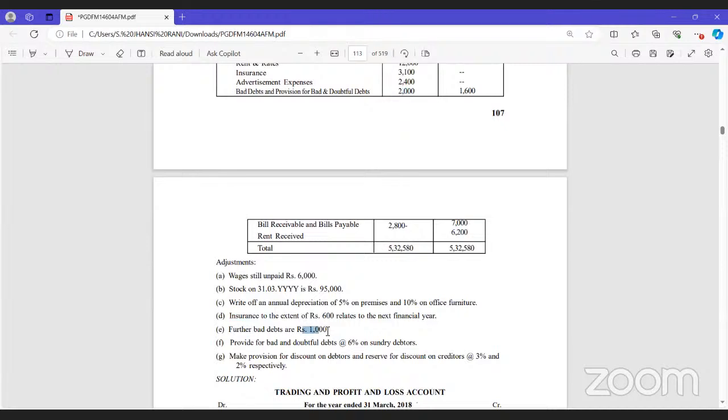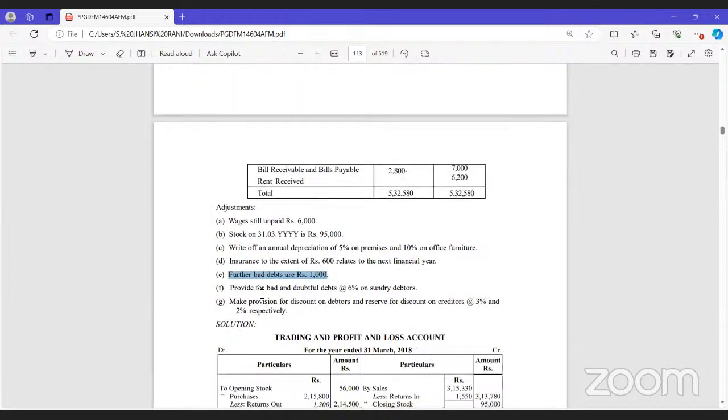And this 1,000 further bad debts, which is given in the adjustment, we take in two places. One is in the profit and loss account, the other is in the balance sheet asset side from sundry debtors. So this further bad debt we add in the profit and loss account, and in the balance sheet we deduct it from debtors. Next, provide for bad and doubtful debt 6% on sundry debtors.